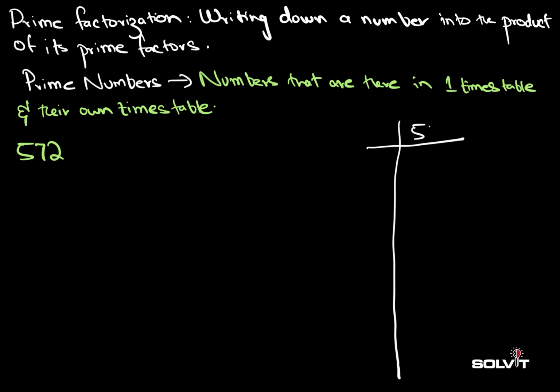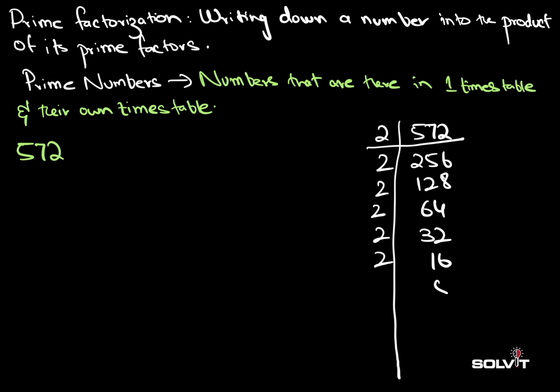Which is this. Okay, so what's the first prime number that divides 572? 2. So 572 divided by 2 would become 286. 2 divided into 286 would become 143... 2 divided by 128 would become 64. 2 divided by 64 would become 32. And then 16, and then 8, and then 4, and then 2, 2, 2, 1.